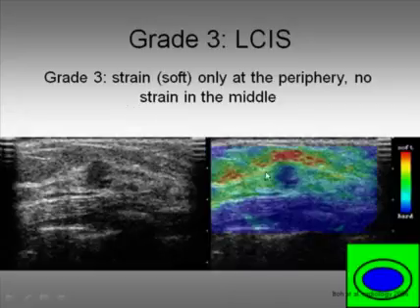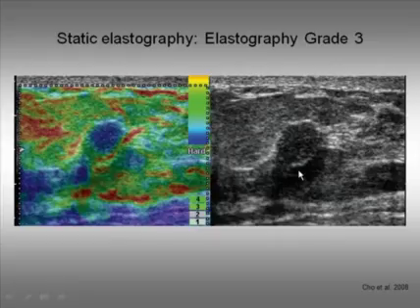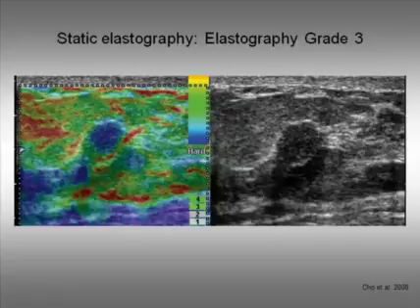Grade 3 is a little firmer, and here the pattern is mixed blue and green but not random. So the center of the mass is very blue, and the perimeter of the mass is green, matching background tissue. So here's a mass. This is the perimeter, and you can see just the inside of it is blue. That was LCIS.